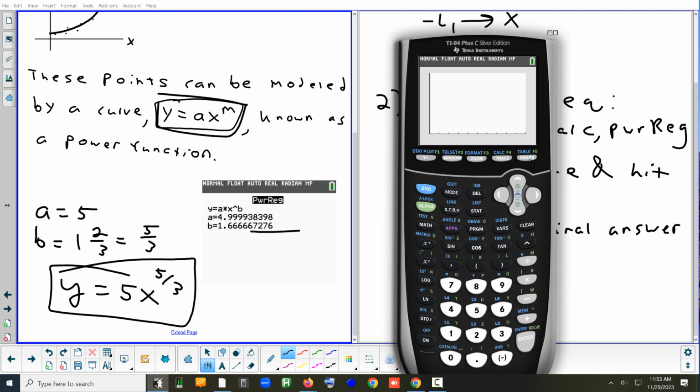We didn't tell it to draw the points. So under y equals, you shouldn't have any equations typed in yet. Press the up arrow. That highlights plot 1. That means it's going to graph points that we just put in the calculator. So highlight plot 1, and then hit enter. Now, if you press graph, you should see the points from the table.